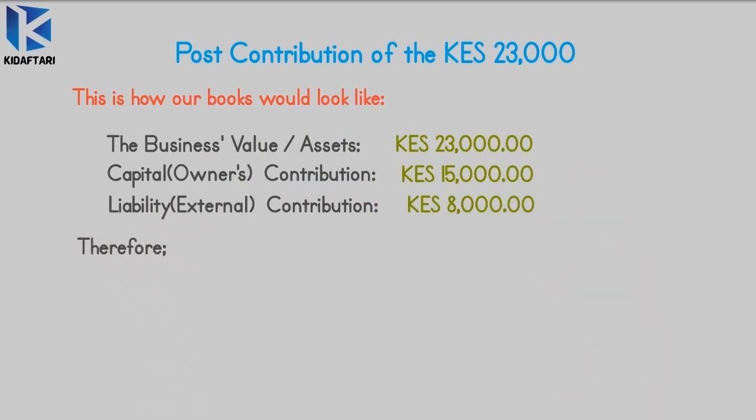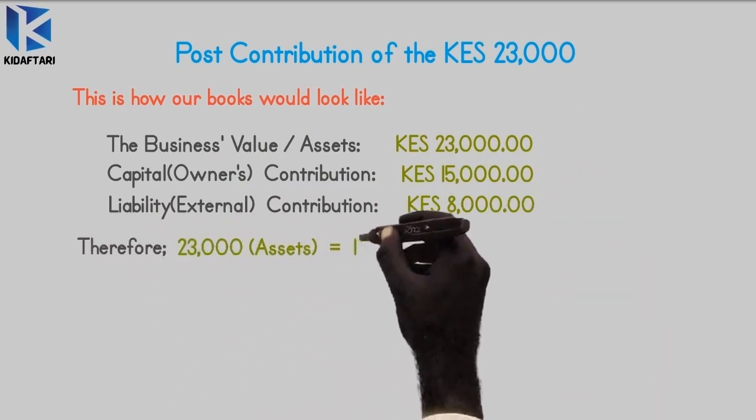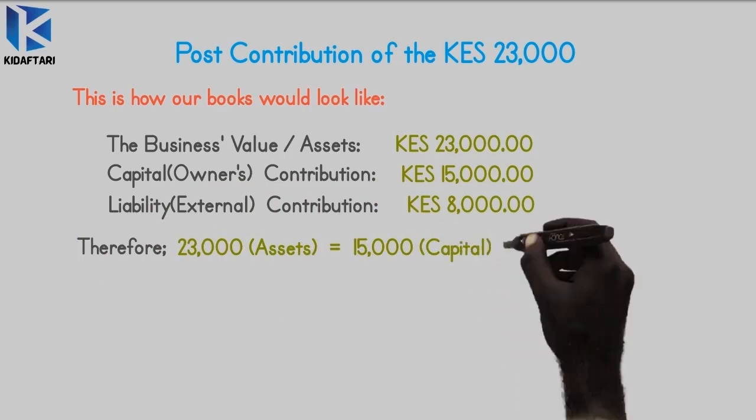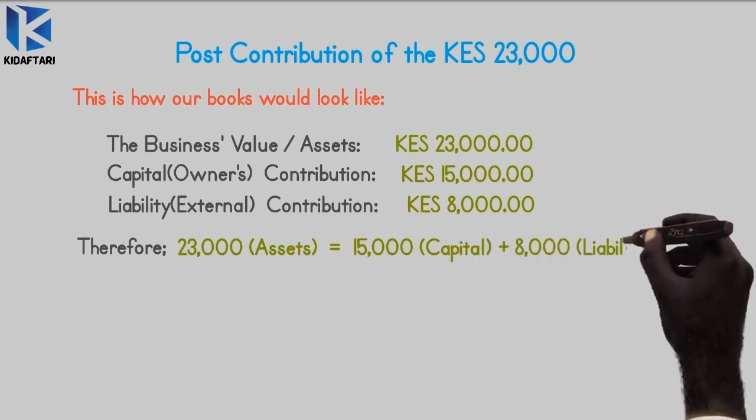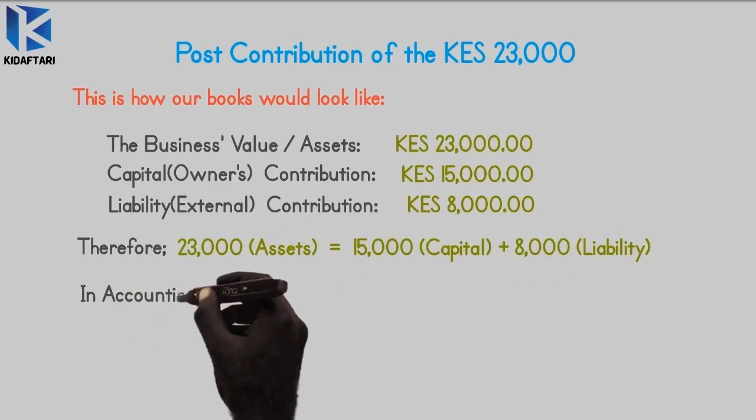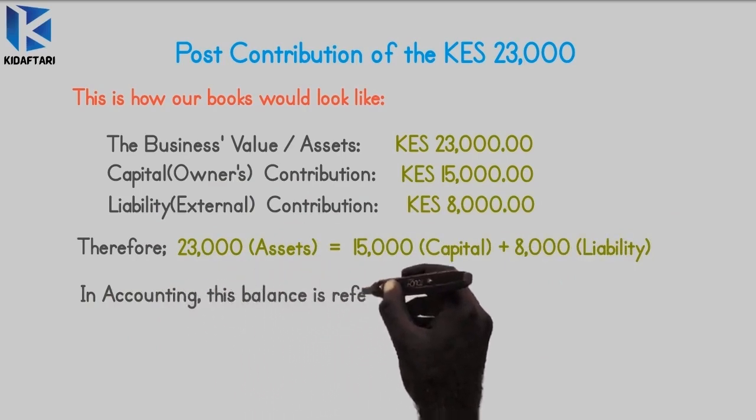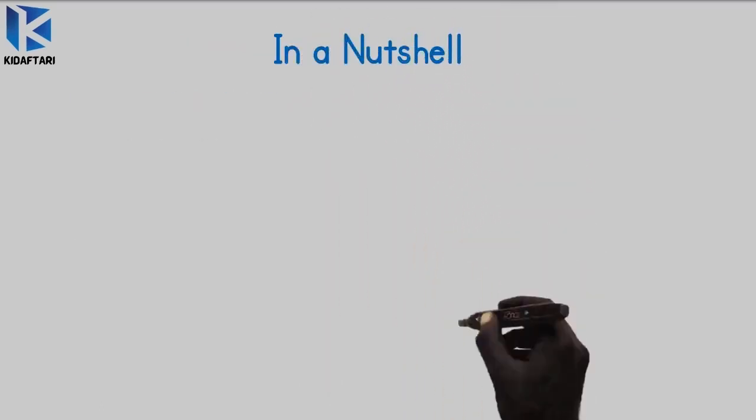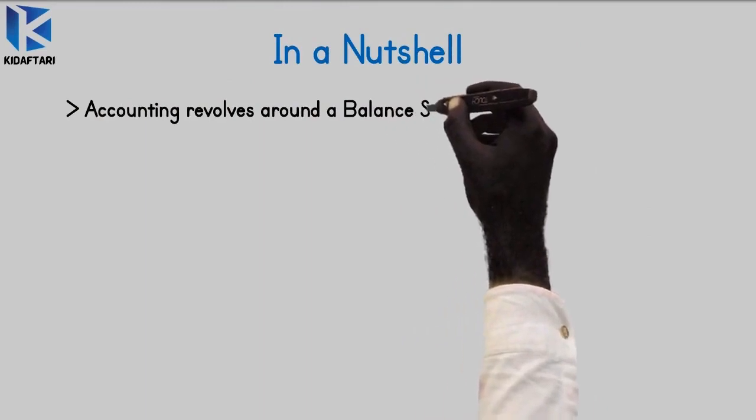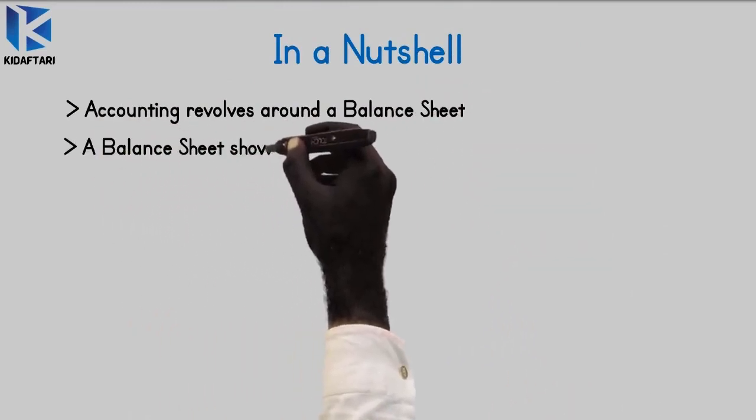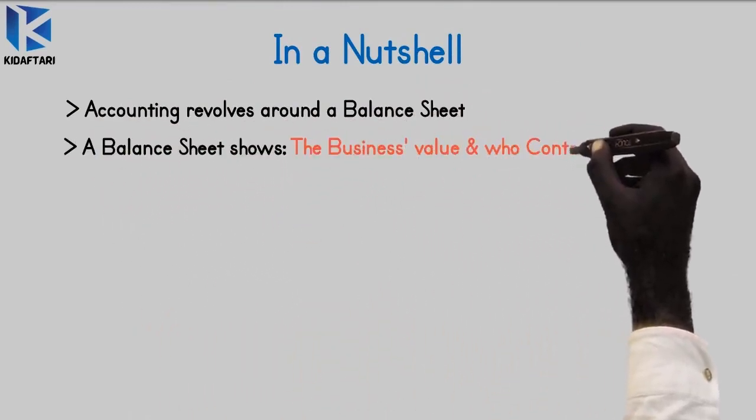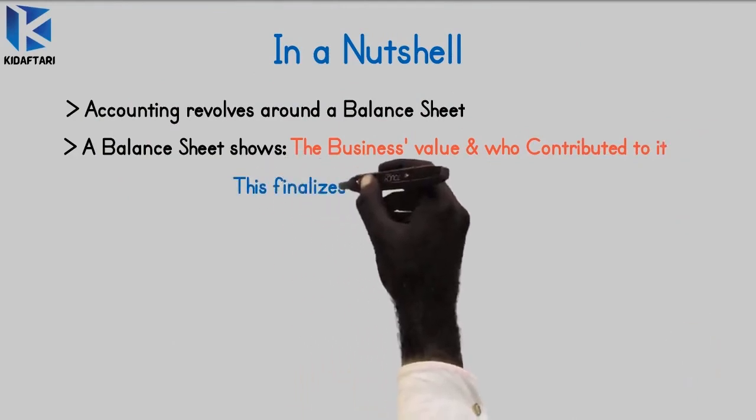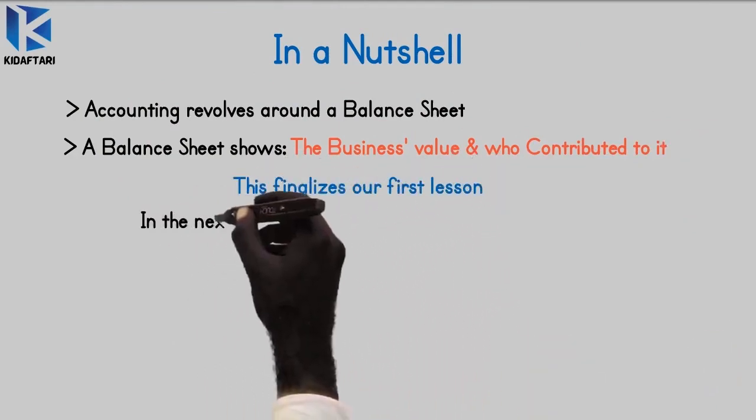Therefore, our assets worth 23,000 Kenya shillings will be equal to our capital contribution of 15,000 plus our liability contribution of 8,000. In accounting, this balance is referred to as a balance sheet. In a nutshell, accounting revolves around a balance sheet. A balance sheet generally shows the business's value and who contributed to it. This finalizes our first lesson.